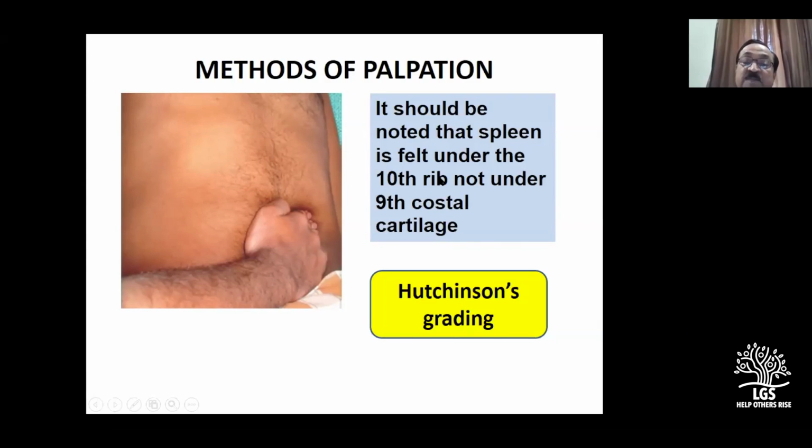You asked a question, no? You can start from the right iliac fossa, standing on the right side of the patient. You can also stand on the left side of the patient and examine. Hutchison grades it as 3 centimeters, 7 centimeters, and above 7. So that's how you say mild, moderate, and severely enlarged. This is how you grade the spleen.